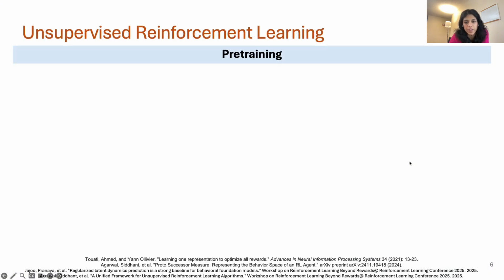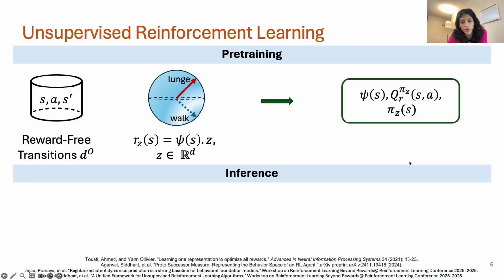It has a pre-training phase and an inference phase. In the pre-training phase, we take reward-free transitions and we define a set of reward functions that are in the linear span of learned state features. This means our reward function is a dot product of features and a latent vector z. For each such z defining a reward function, we learn a z-conditioned policy that optimizes the associated reward function. We call this z latent space the skill space of the agent.